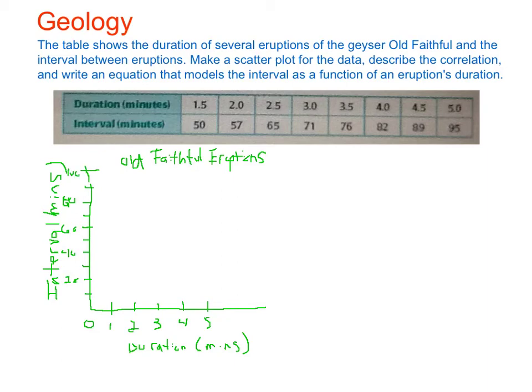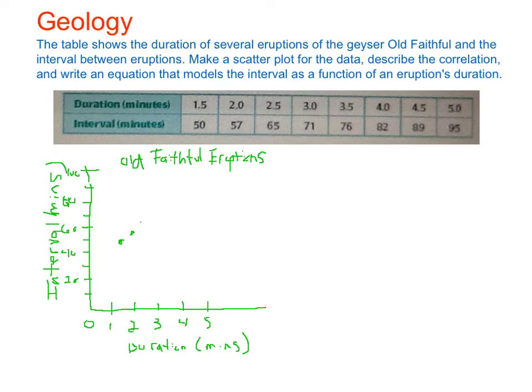Alright, so now I'm just going to start graphing these points. So at 1.5 it's 50, so 1.5, 50 is somewhere in here. 2 and 57 is about in here. 2.5 and 65 about right there. 3 and 71 about right here. 3.5 and 76 about in there. 4 and 82 about right there. 4.5 and 89 about right there, and 5 and 95 like up here.